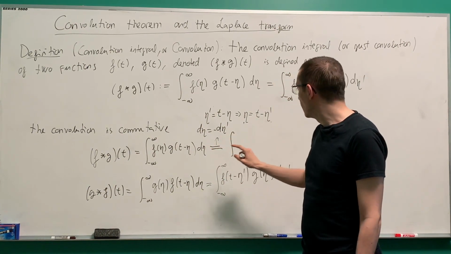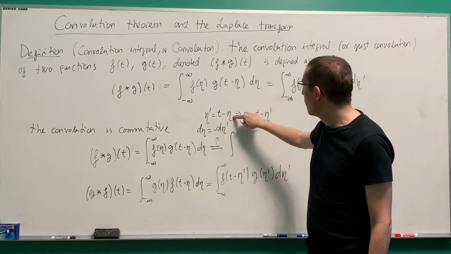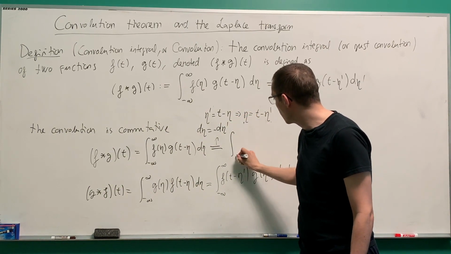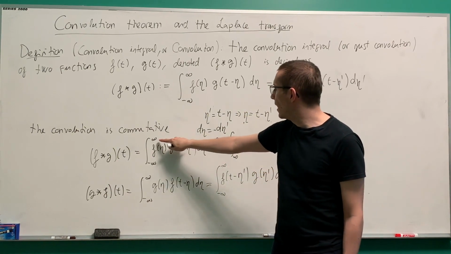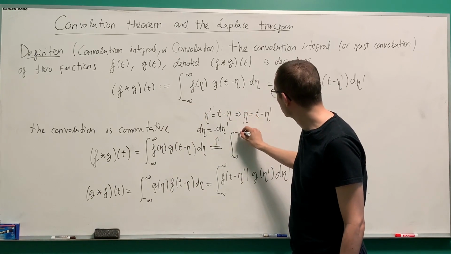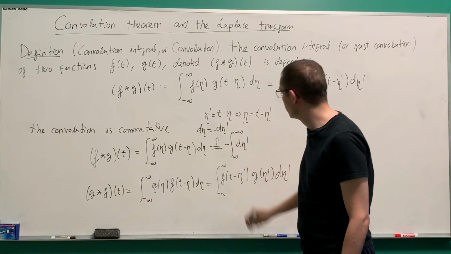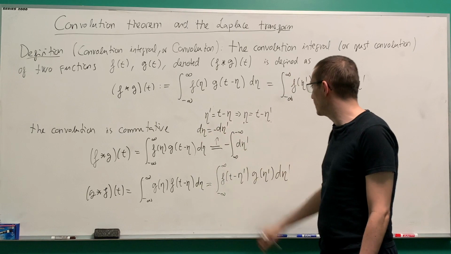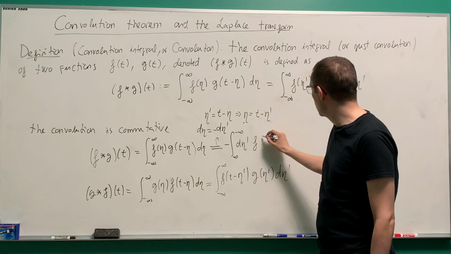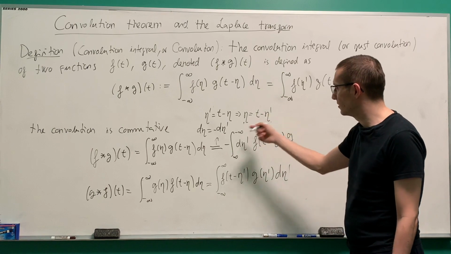For a constant t, when eta goes to minus infinity, eta prime goes to plus infinity, because there's a minus. So this is a plus infinity. This is a plus infinity. When eta goes to infinity, eta prime goes to minus infinity. All right. Now I get a minus d eta prime, because d eta is minus d eta prime. And now I get f of t minus eta prime, and g is g of directly eta prime.